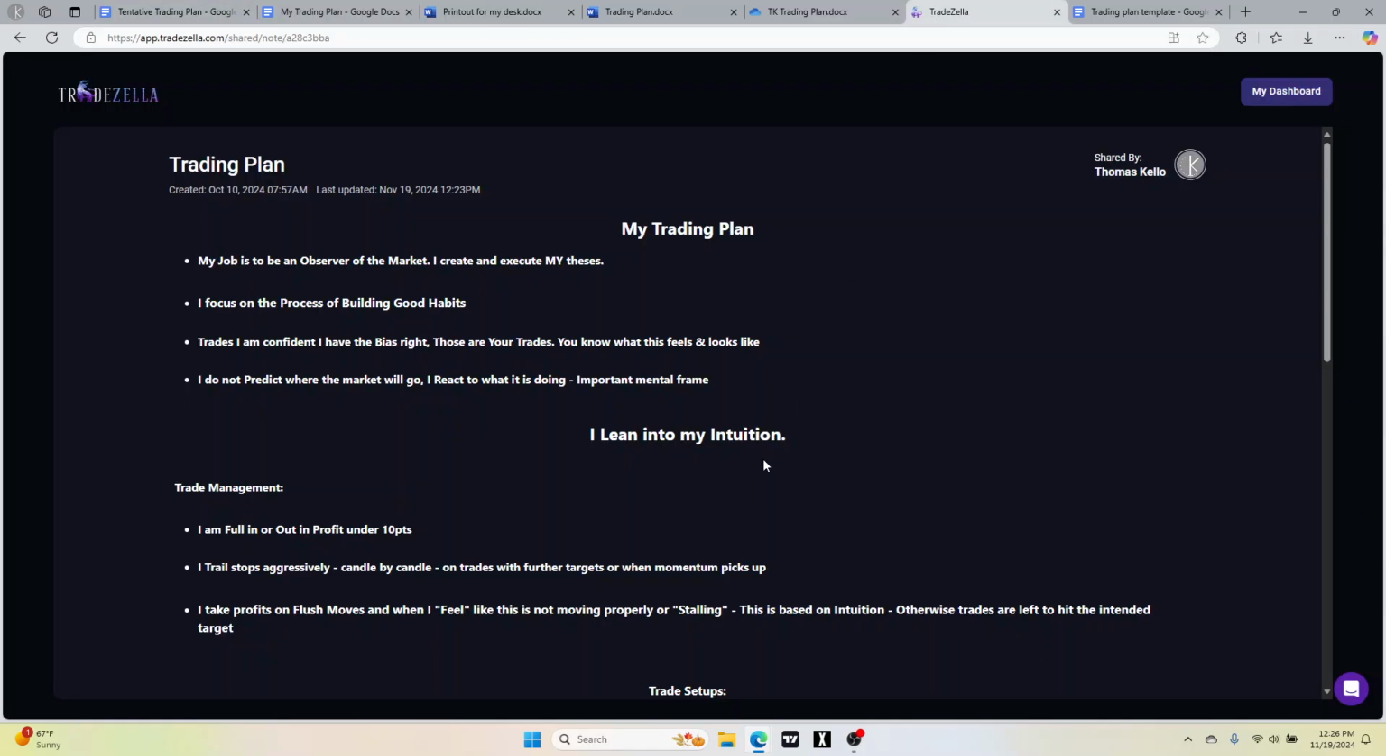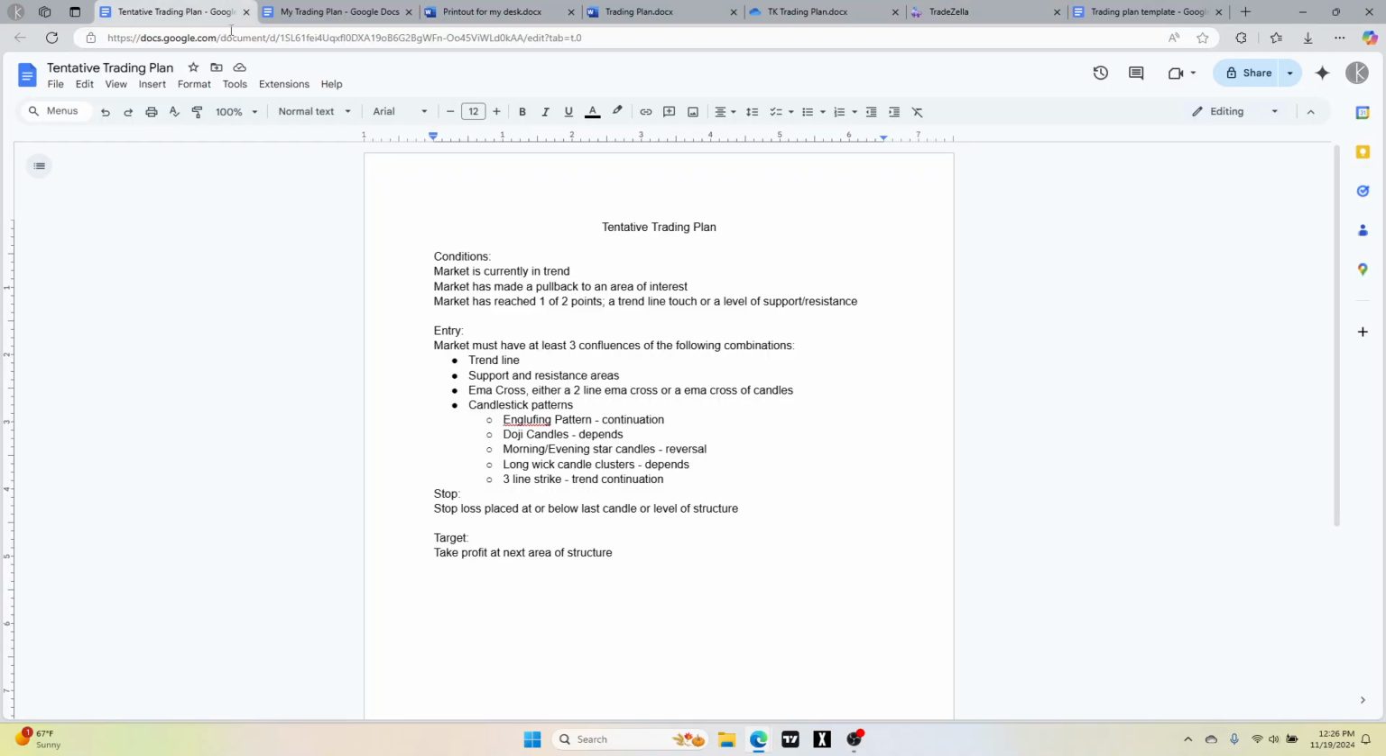And this is my first trading plan I ever made. And now, 2 years later, after taking my first payout from Top Step, as well as trading my own personal capital, I now feel confident enough to share my trading plan and what that looks like. So just to start, I don't even know when I made this, sometime at the end of 2022. Tentative trading plan. Conditions: market is currently in trend. No definition of what trend means.